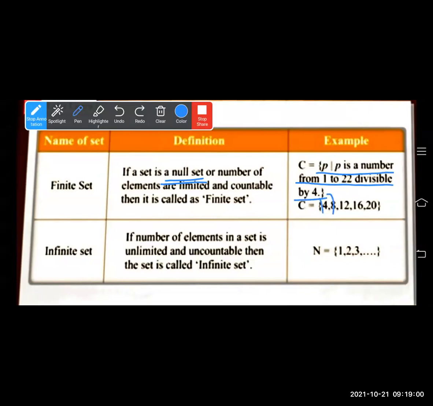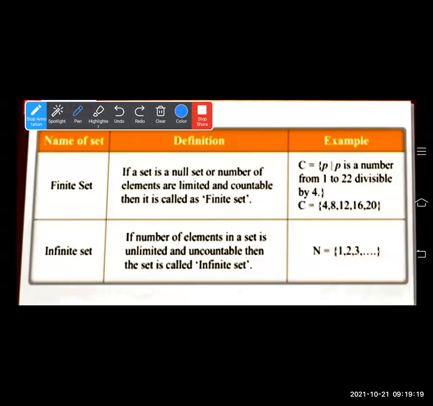4, 8, 12. Divisible by 4 means what? You have to use the table of 4: 4, 8, 12, 16, 20. This way you have to write the set: 4, 8, 12, 16, 20, up to less than 22. Okay. And what are the infinite sets?